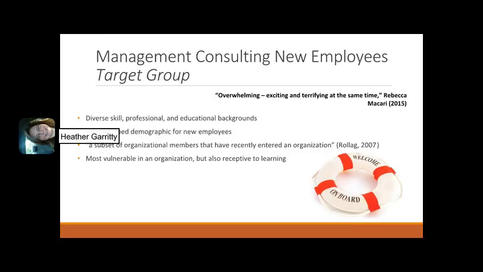Management Consulting New Employees, or simply for this presentation, new employees, are a target group very diverse in their skill set, professional, and educational backgrounds. There is no prescribed demographic for this target group, as the group ranges from those just recently graduated to executives seeking new opportunities. The one thing that does distinguish the new employees is that they are a subset of employees that have recently entered into an organization. They are vulnerable during that initial time, but receptive to learning about the firm's inner workings and how to succeed at that firm. According to DeVos and Fries, it will be those early experiences that shape their psychological contract with that firm.